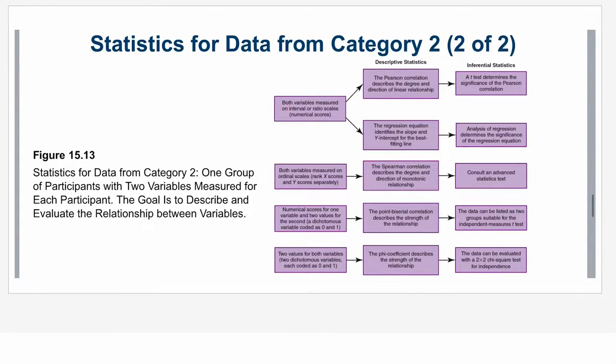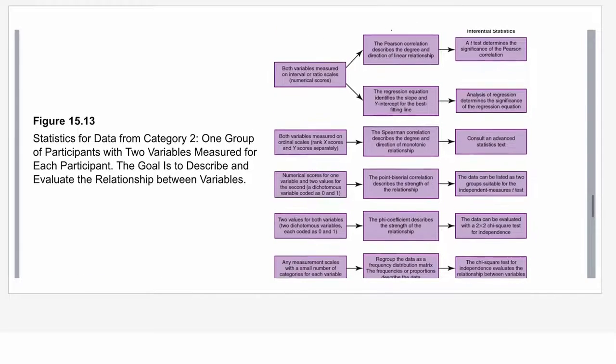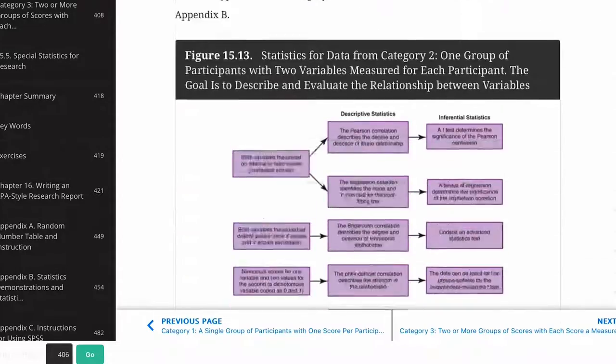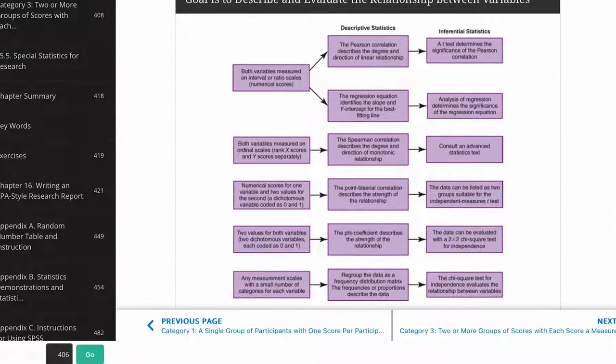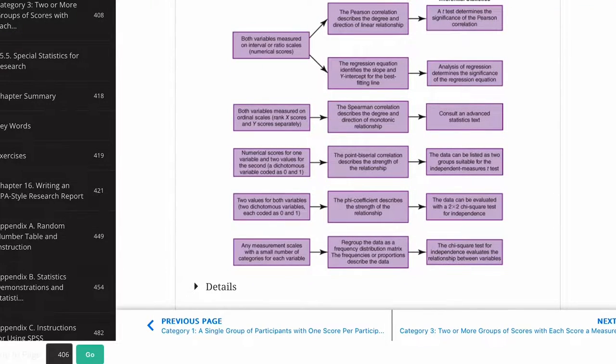So the flow chart for category 2 data is right here. I don't know that I can get all of that in, so we're going to see if we can get more of it in this one. Hopefully you guys can see all of this. This is figure 15.13. You see this first category is your type of data. You have to look at that first, and then go from there.